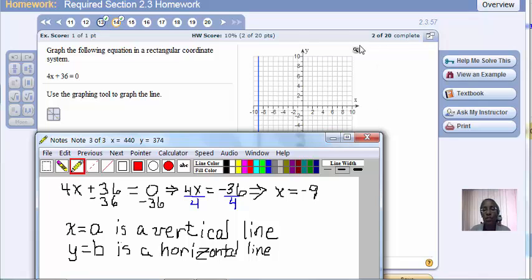And those are two very special situations. Hope this helps.